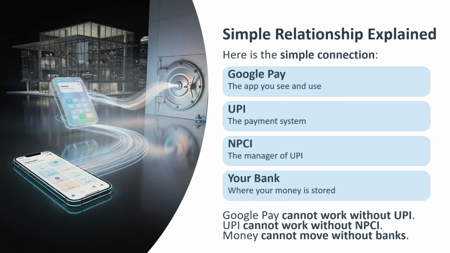Now we will see the simple relationship. Google Pay is the app you see and use. UPI is the payment system. NPCI is the manager of UPI. Your bank is where your money is stored. Google Pay cannot work without UPI. UPI cannot work without NPCI. Money cannot move without banks.